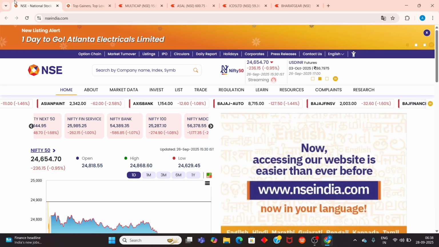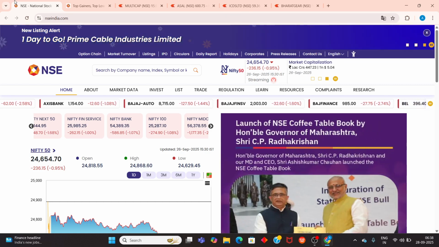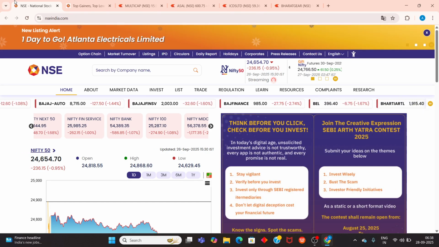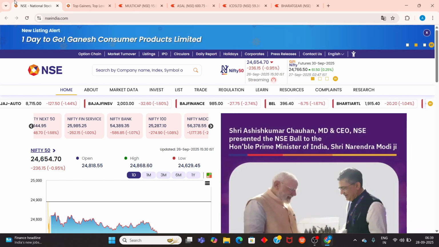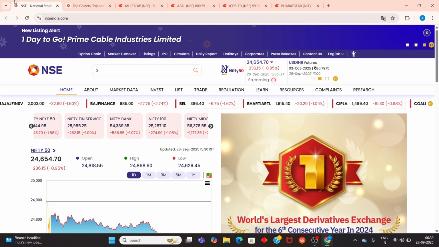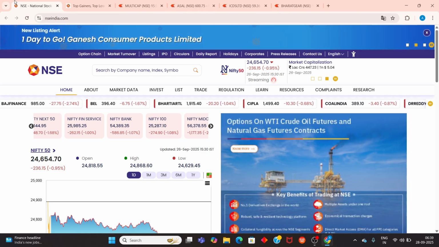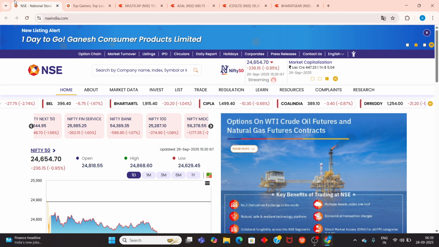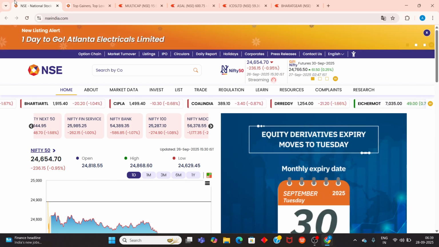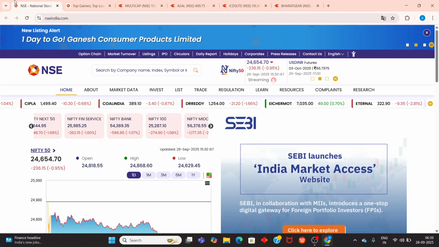Criteria number one: we are looking for swing trading stocks, so we always look for momentum and liquidity. Whenever you're buying for swing trading, you're holding for a few days, not for months or years together. You're trading the price action patterns, so you should select stocks that have good momentum and good liquidity.